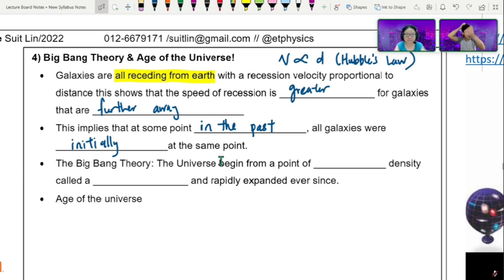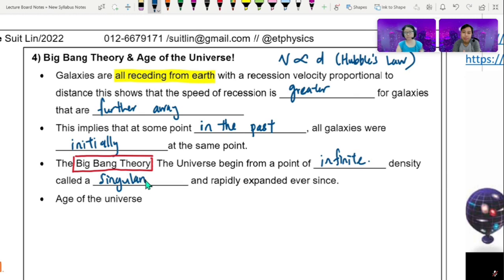That's how people got the idea of this theory. No, it's a theory. Nobody was at the beginning of the universe. We don't know. So the Big Bang theory says that the universe began from a point of infinite density, infinite energy. I mean, infinite density, one point, and this is called a singularity. And it has been rapidly expanding since the Big Bang, many years ago.